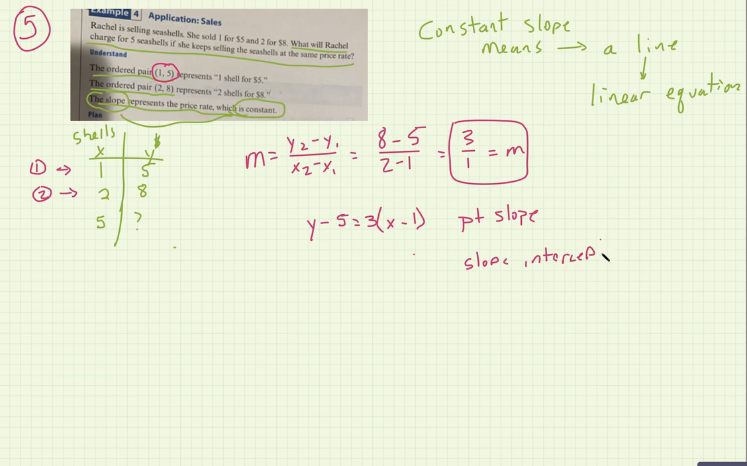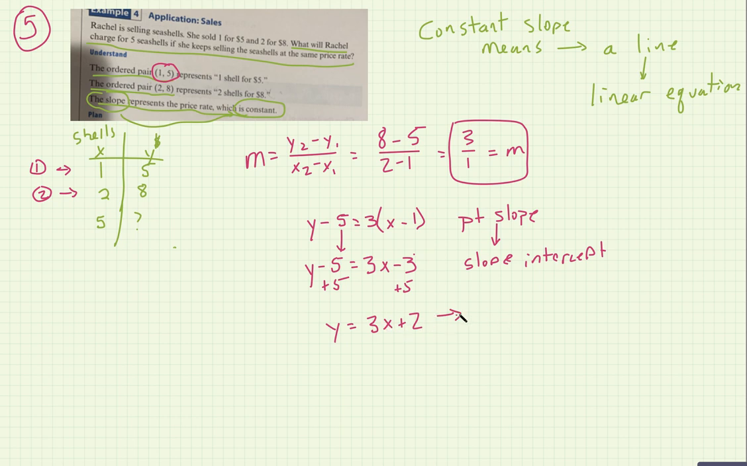And the reason is because it makes it way easier to find a y given an x. Here, if I put this 5 in for x, I'm going to have to solve for y. But watch what happens when we put this in slope intercept form. How easy these questions become. So y minus 5 is 3x minus 3. I'm going to add 5 to both sides. And my final equation in slope intercept form is y equals 3x plus 2.